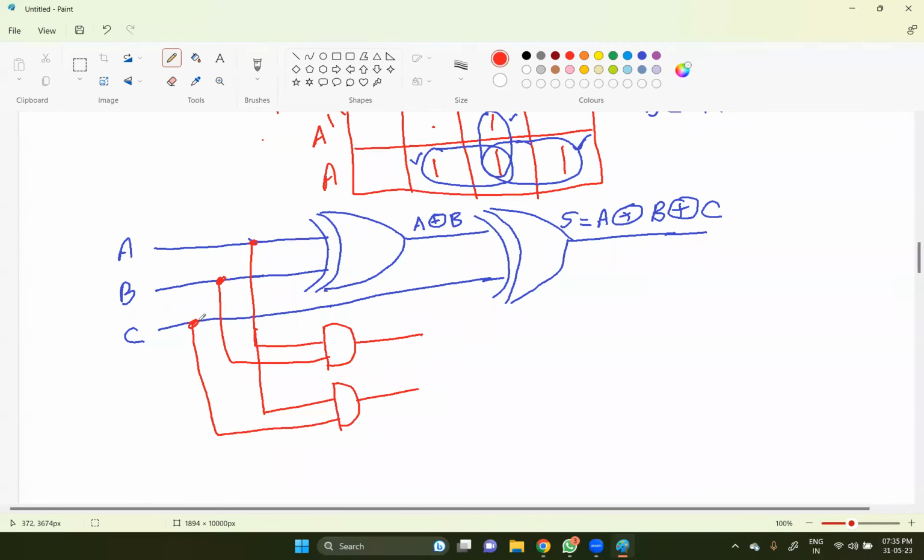And let me draw this B some more. This is B here, B, and here it is C. So this one will be taken here. And all these are together. Let me draw a very small one, then it is very easy to understand.